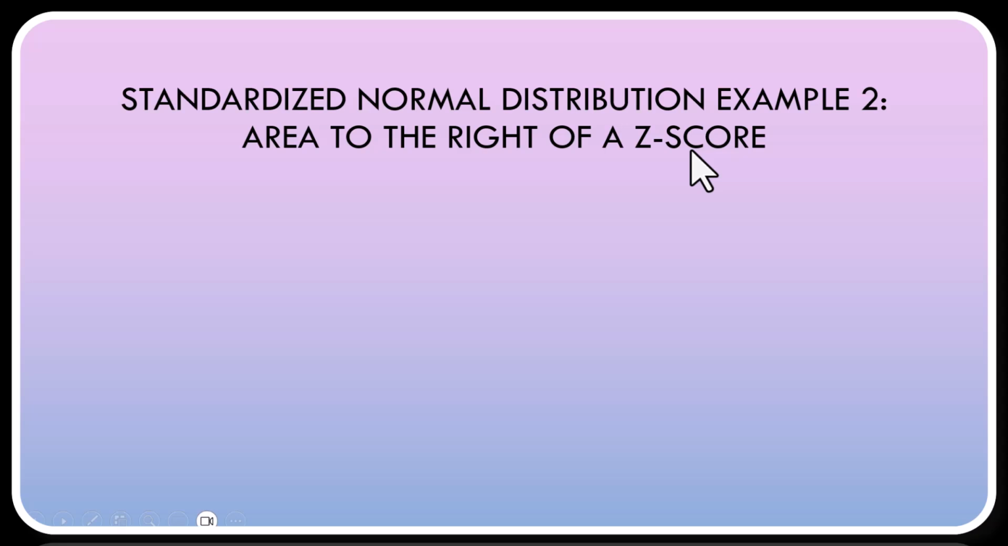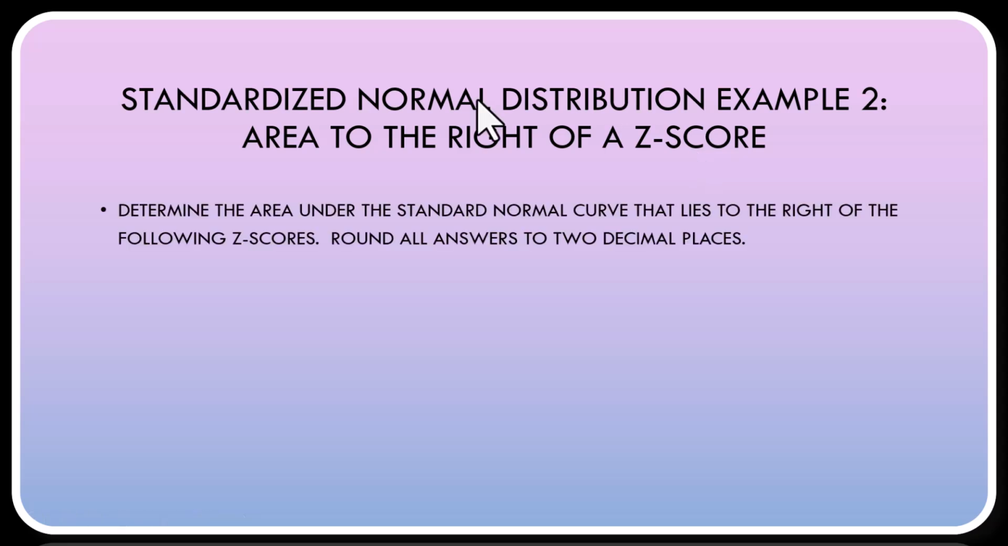So now we're going to do almost the same thing. This time we're just going to find the area to the right of some z-scores. And I wasn't very creative here, so we're going to use the exact same 3 z-scores. Now we just want the area to the right. So let's start with the first z-score. Remember, it was z equals 0.45.